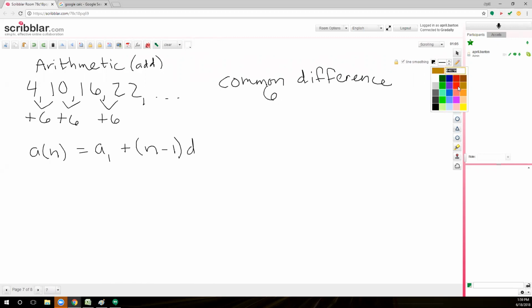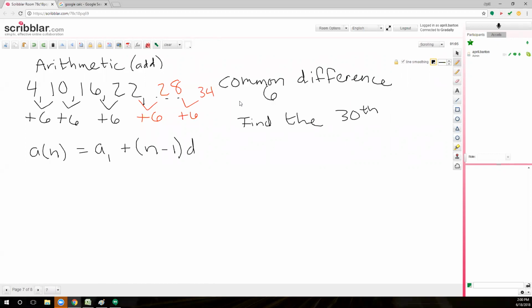And we could use it to do a couple of things. We could find the next term. We could add 6 again and know that the next term is 28, or add it again, know that the next term is 34. But let's say we wanted to know the 30th term. You could literally keep writing it out over and over again, but that's a giant pain. That would take forever. So looking at our list, the first number is called the first term.